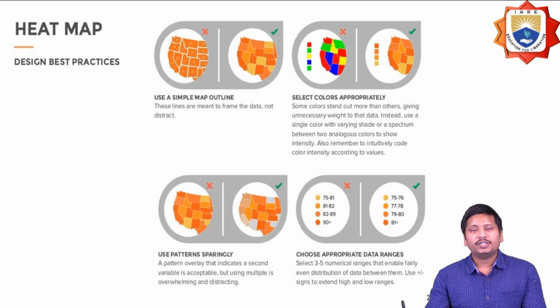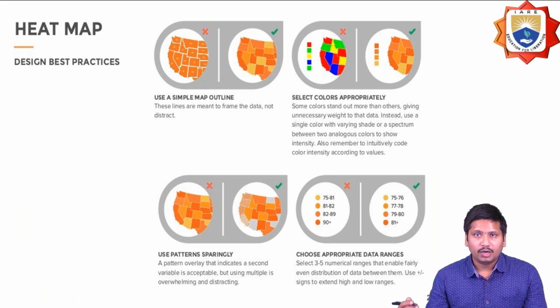What kind of relationship do we have to consider, and what design practices should we consider for the heat map? Use a simple map outline, without clumsy details. The line is meant to frame the data, not distract. And select the colors appropriately. Some colors stand out more than others, giving unnecessary weight to the data. Instead, it is better to use a single color with varying shades, or a spectrum between analogous colors, to show the intensity.